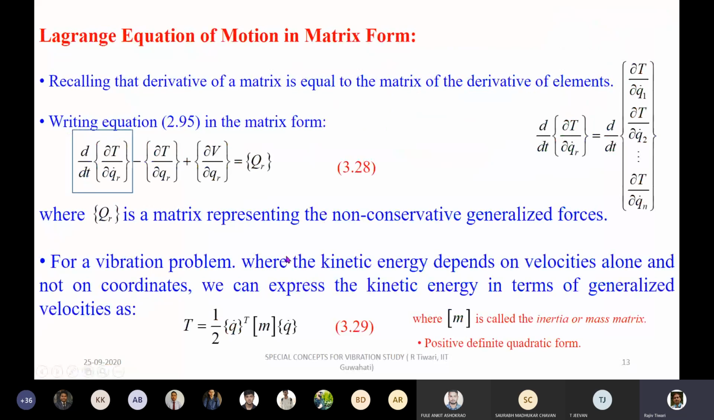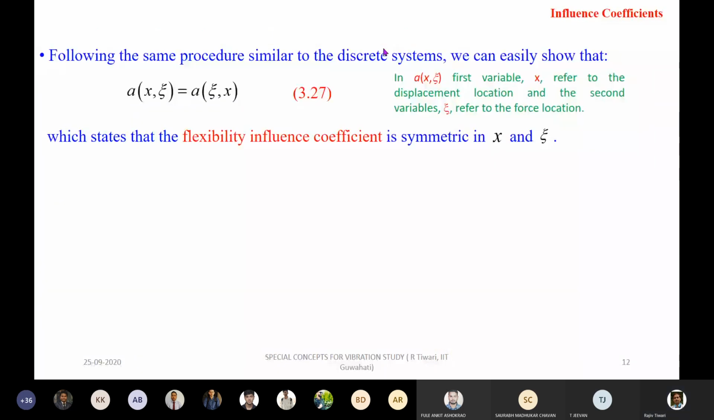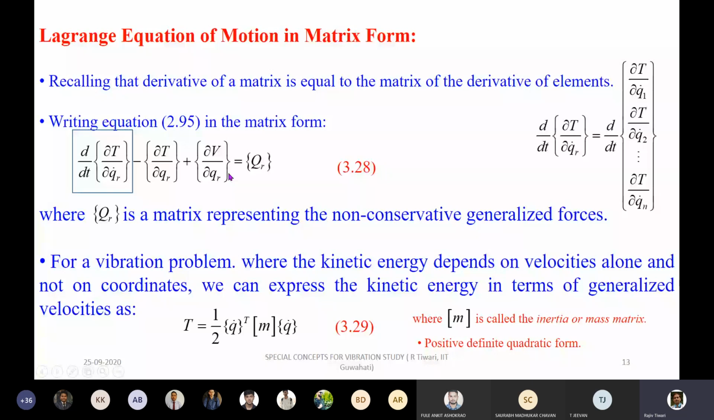Yeah, so Lagrange's equation of motion in matrix form. Earlier we had the Lagrange's equation, where we had n number of equations.